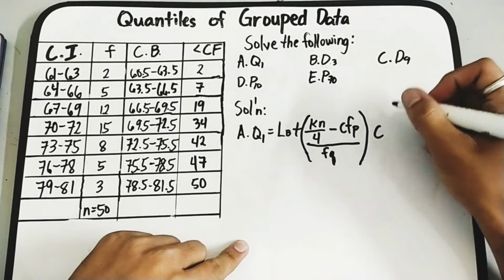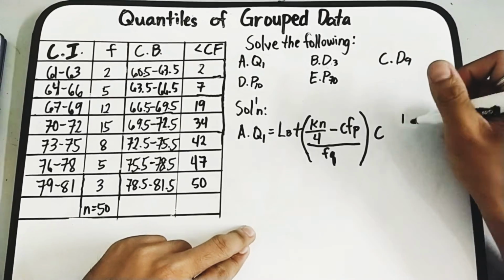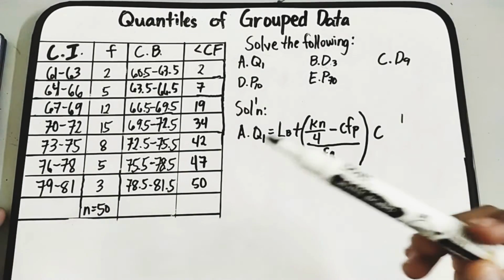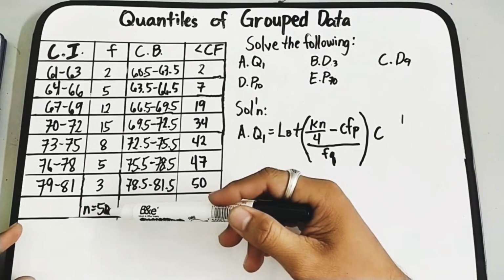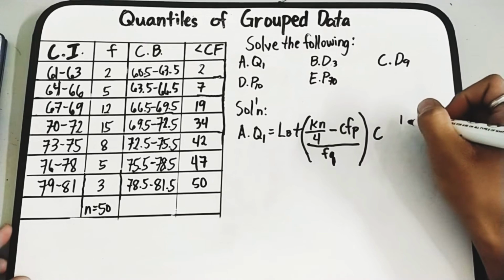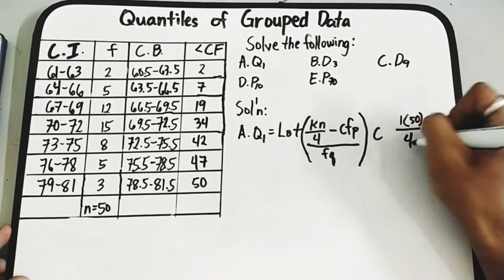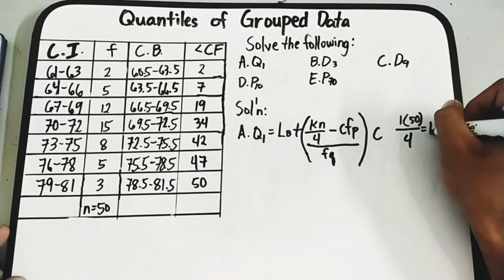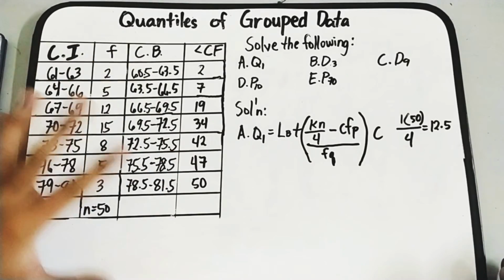So, first, we have our K, which is 1 times N. Ilan ba yung ating total number of population or sample? Here, tingin po tayo sa ating total ng ating frequency, which is 50. Okay? So, we have 1 times 50 all over 4. Therefore, our K times N over 4 is 12.5. Ngayon, kailangan natin hanapin yung pang 12.5 na score given in this distribution.